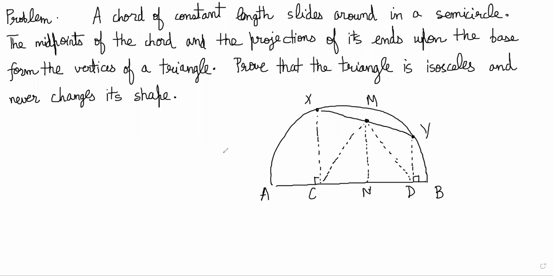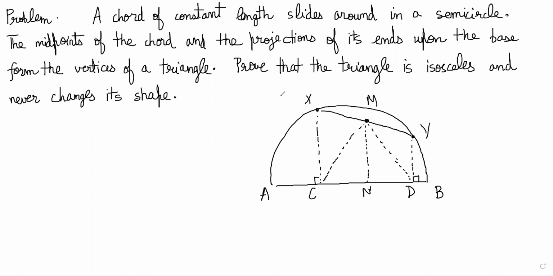Hi, we'll look at this geometry problem now. This is a chord of constant length that slides around in a semicircle. The midpoints of the chord and the projections of its ends upon the base form the vertices of a triangle. Prove that the triangle is isosceles and never changes its shape.